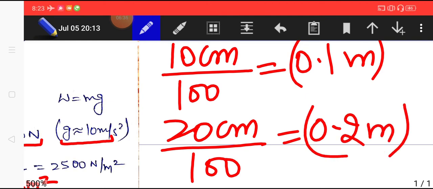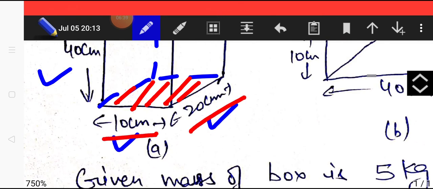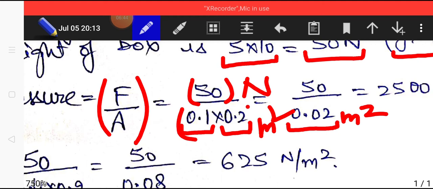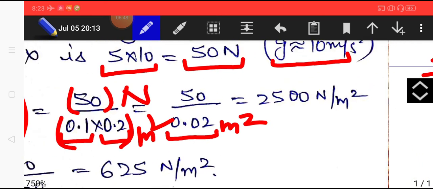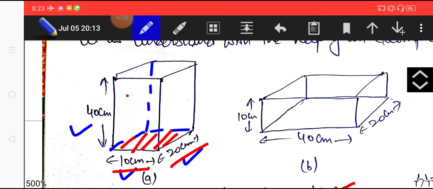So these two lengths, when I multiply them together in meters, 0.1 and 0.2, I will get the area in meter square. That area is here in meter square. So I get the value of pressure by dividing 50 by 0.02. I'll get 2500 Newton per meter square. So this is the pressure which I am getting when my box is placed like this.